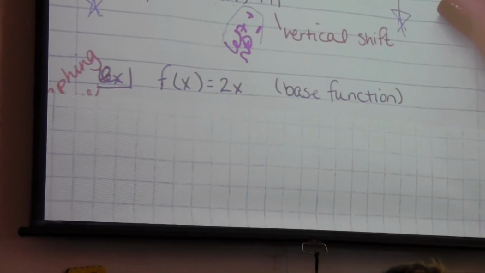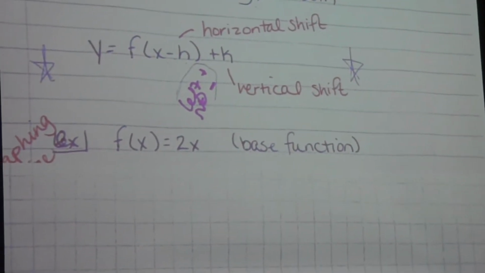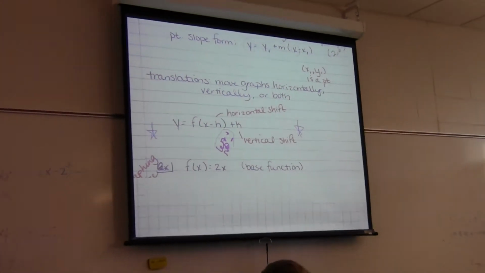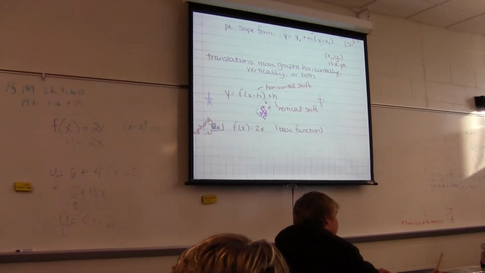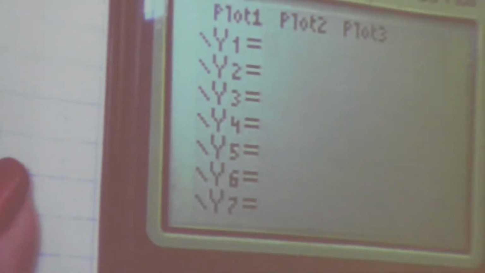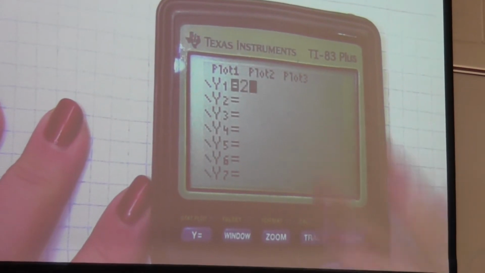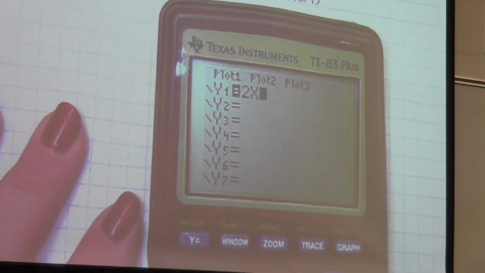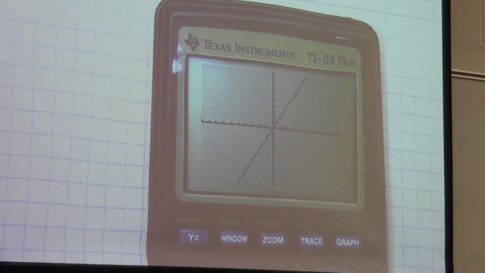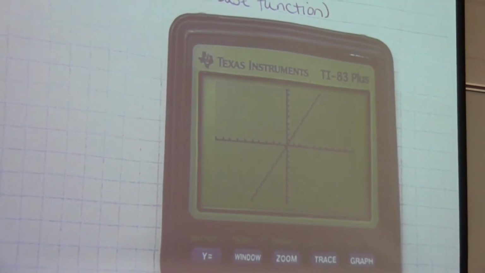But if you start with the base function, so grab your calculators out for a second. That's easiest to do if you have your calculator. I'm going to slide this up just a little bit for us here. We're going to start with the base function, f of x or y equals 2x. And if you could zoom 6 to graph that so it'd be in the standard graph, that would be good.